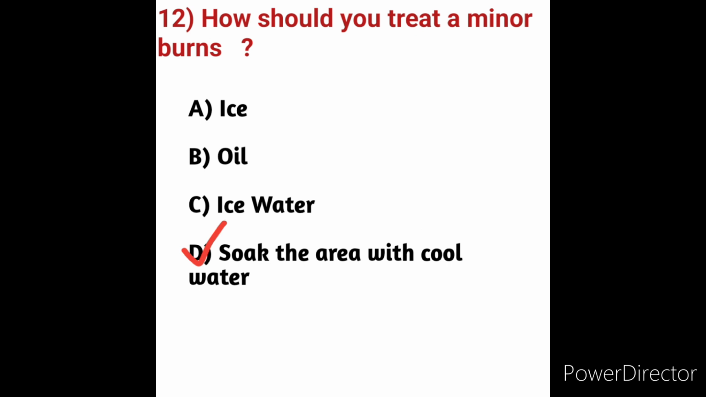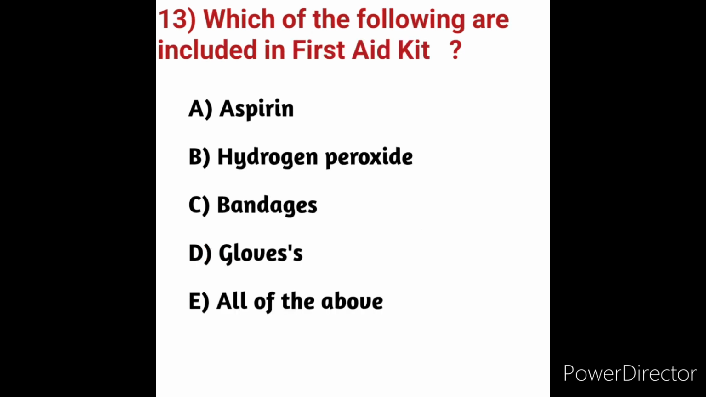Next we will move on to question number 13. Which of the following are included in a first aid kit? Option A, aspirin. Option B, hydrogen peroxide. Option C, bandages. Option D, gloves. And option E, all of the above.